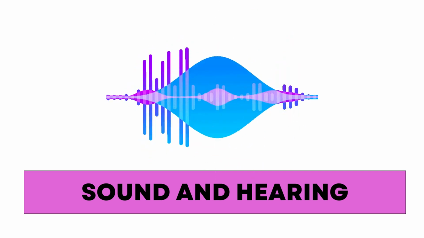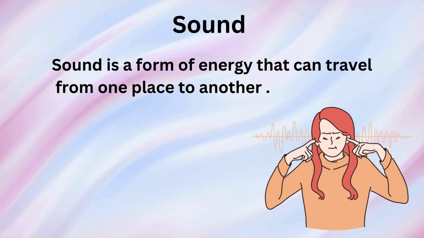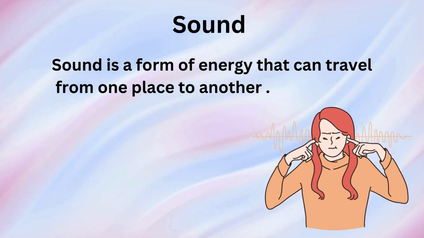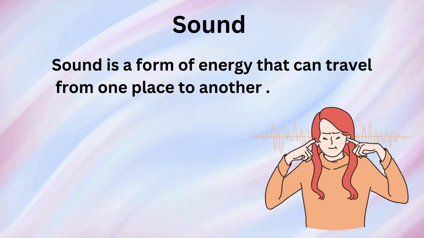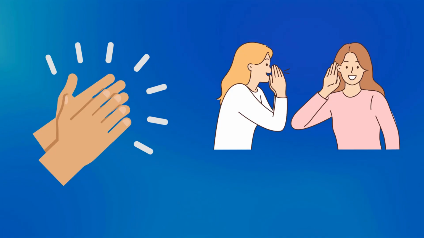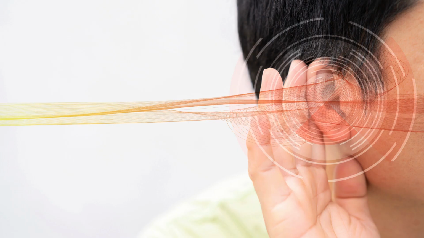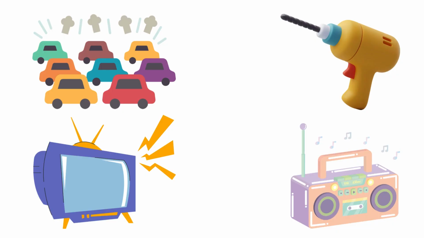Our topic for today is sound and hearing. Dear students, what is sound? Sound is a form of energy that can travel from one place to another. Imagine clapping your hands or hearing a friend shout. That sound, a type of energy, moves through the air to reach your ears. Our ears can detect this energy. That is one way we can find out what is going on around us.